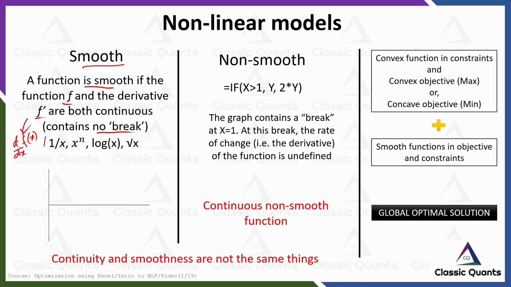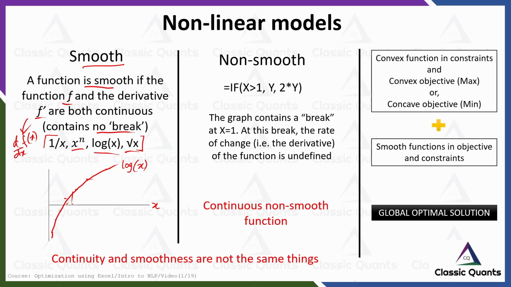Now, some examples of smooth functions are 1 by x, x to the power n, log x, square root of x, and so on. For example, if you plot x and the function is log x, then the function will look something like this. This is log x. You can see that at every value of x, the function is obviously non-linear, but it is continuous. There is no break. If you take any value of x, you get a particular value of the function.